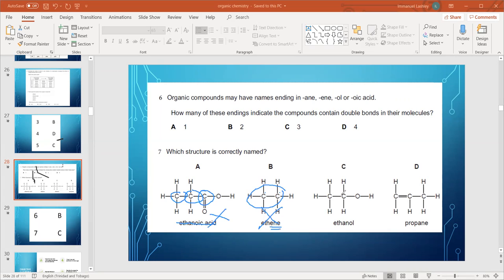The third one says that this is ethanol. You have eth, meth, eth, 1 carbon, 2 carbons. So therefore this is ethanol, OH. So this one is correct.